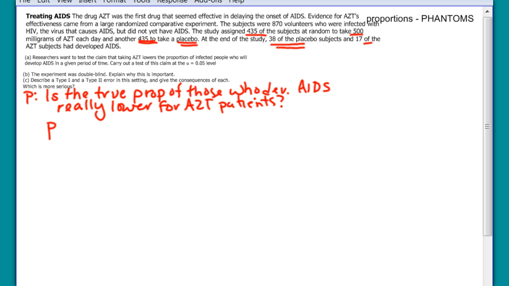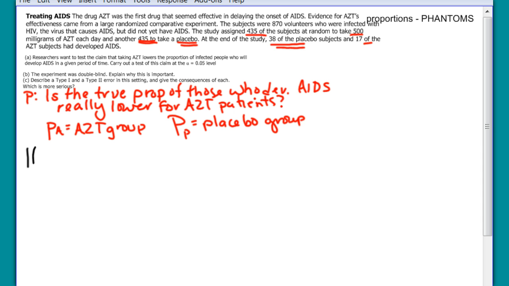We'll call the first one the proportion A. That will be our AZT group. And we'll have proportion P. That will be our placebo group. Those will be the proportions of those who actually developed AIDS. So we've got our parameters laid out.